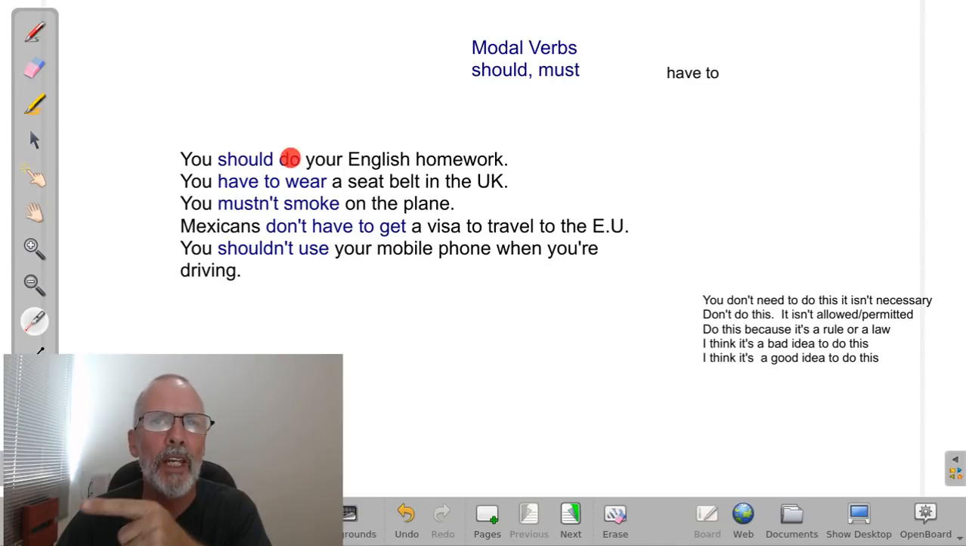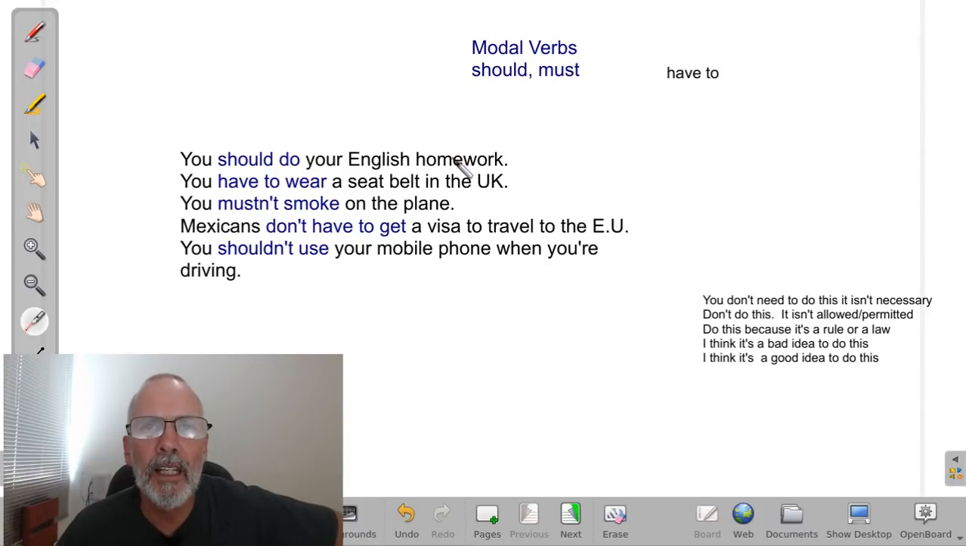By adding should, we are changing the feeling. If I say just do your English homework, that is what we call the imperative. That's like a command. If I say you do your English homework, that's present simple tense, just a statement of fact. But by adding should in front of the do, I change the feeling of this verb: you should do your English homework.